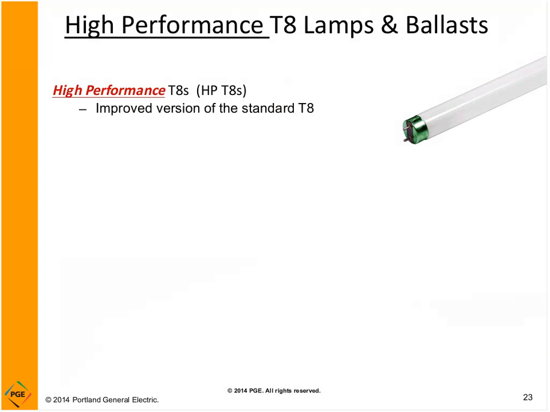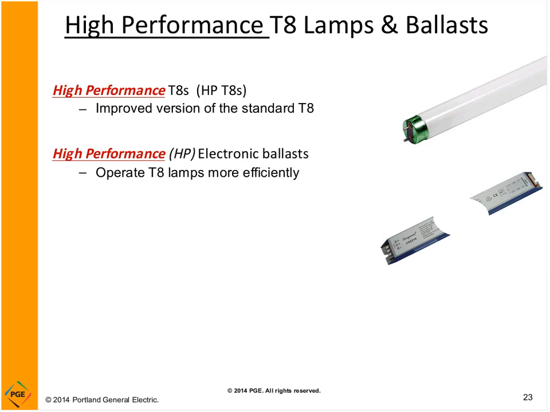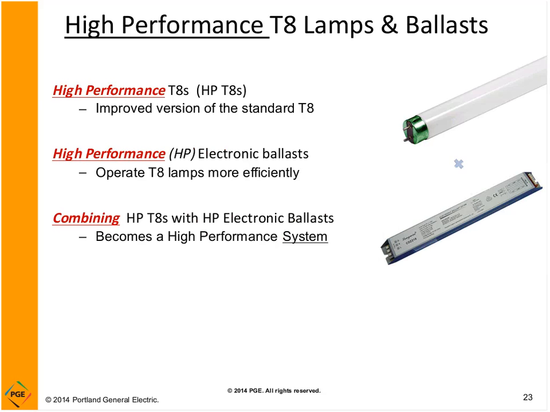So this makes them really good for retrofits. So it's important to know that any T8 lamp with electronic ballast is going to be better in every way compared with a T12 system, especially CRI, efficacy, and lamp life. But the best performing T8s are known as high performance. And the best performing ballasts are also known as high performance. And when you combine these together, you get a high performance system, and it's easy to save 40 to 50% with this type of application.